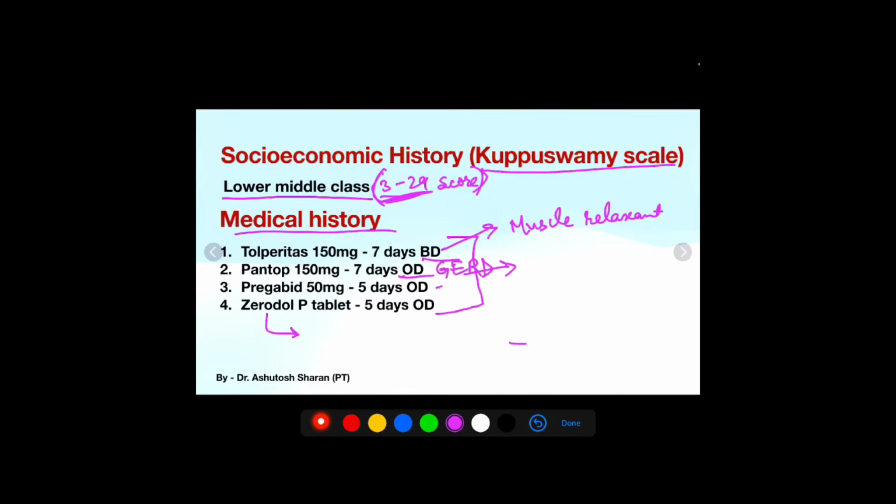Pregabid is for neurogenic pain, and Zerodol P is just a painkiller.